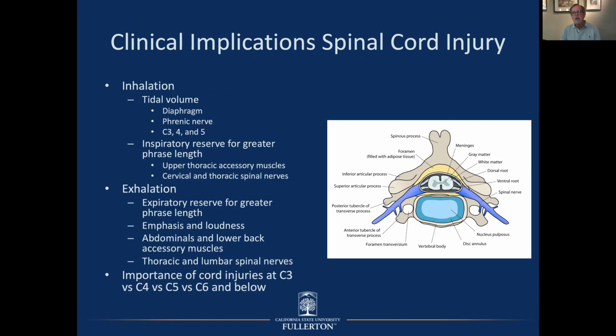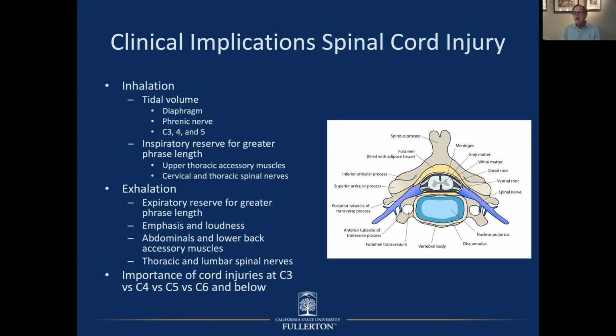Okay, let's look at more clinical implications of spinal cord injury. And this time, my focus is not on peripheral nerve versus central. It's on a cord injury and focusing on what happens differently depending how high up in the cord the injury is. Let me take an example that's not on here.